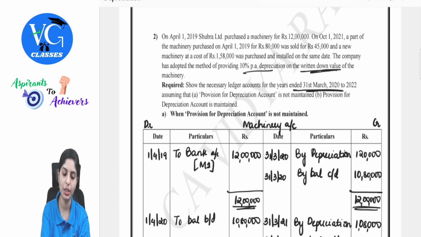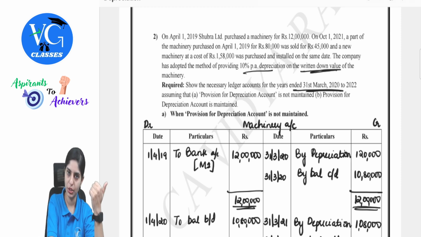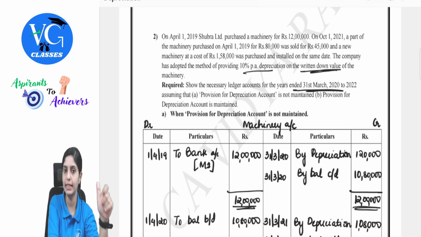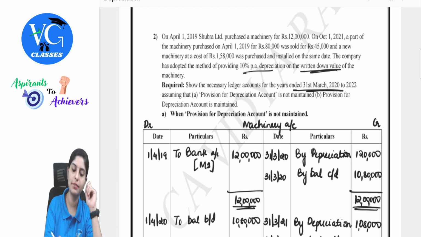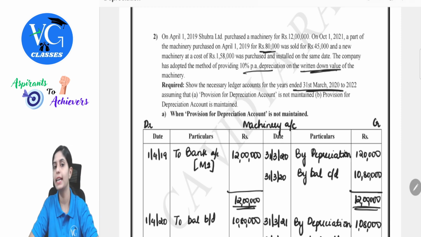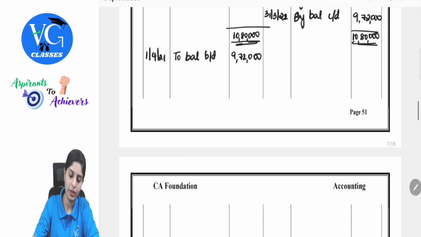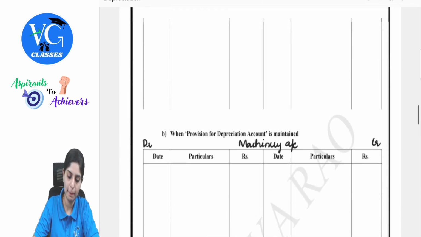Now in this year, 1st October, part of the machinery which was purchased on 1st April, that is 80,000, was sold for 45,000, and a new machinery at a cost of 1,58,000 was purchased and installed on the same date. First of all, the entire 12 lakh machinery which was purchased in 2019 is not getting sold. Only a part of it is getting sold. They are exclusively giving the part involved here, 80,000. This was sold for 45,000. So we need to make a working for this.